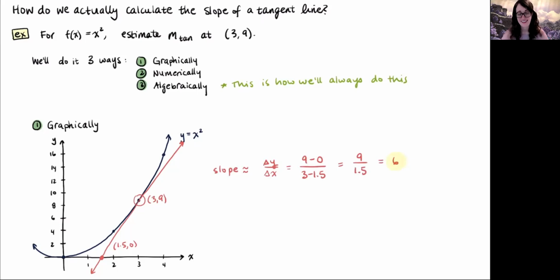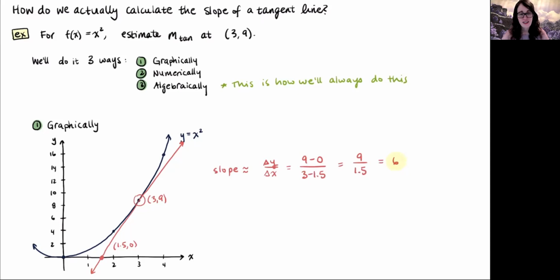Obviously, this method isn't great because you might have gotten a different slope. It depends how you draw this. If the function were more complicated, it might be even worse. We'll see that this is actually a pretty good approximation, but we have a pretty simple graph.